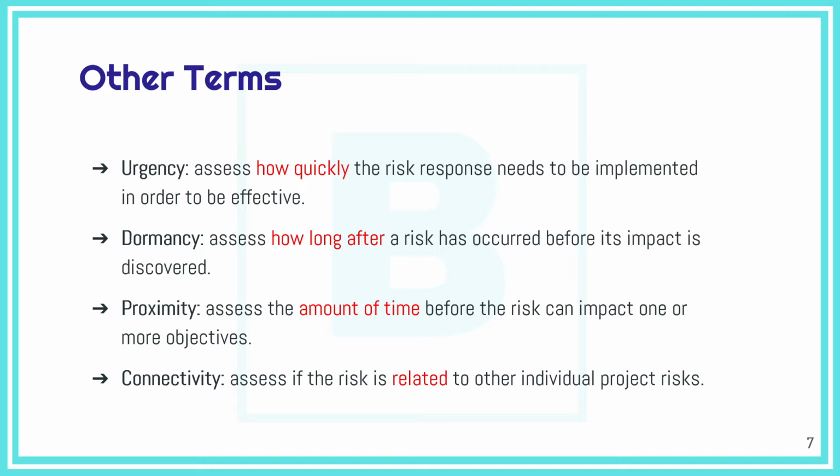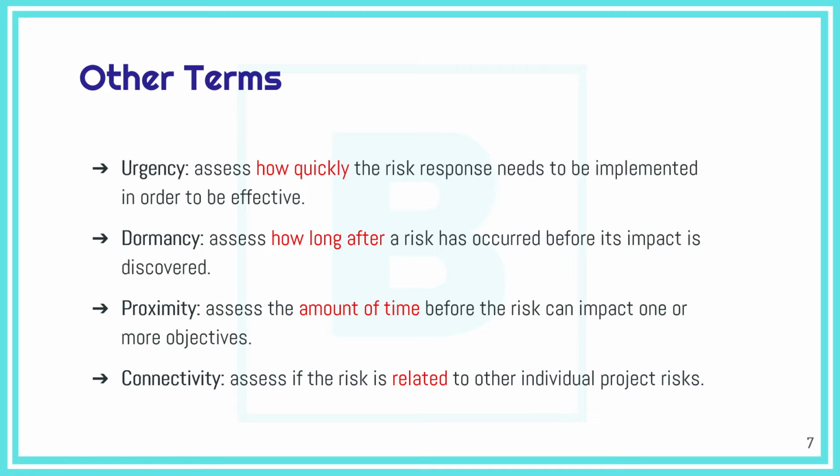We talked about urgency, which is about assessing how quickly risk response needs to be implemented in order to be effective. Dormancy, which is, after a risk occurs, how long after that we discover its impact. Proximity, which is how much time we have left, the amount of time before the risk can impact one or more objectives. And connectivity, which is: is this risk single, individual, or is it related to other individual product risks? Okay. So we saw that.